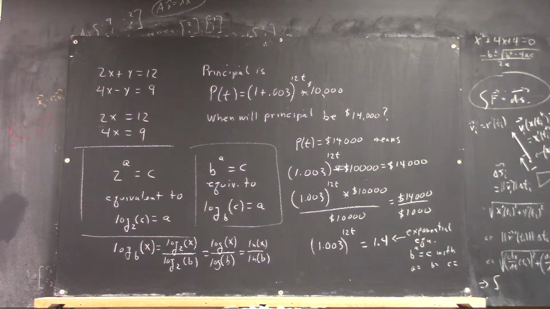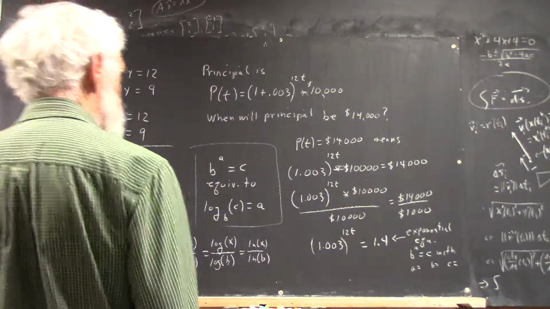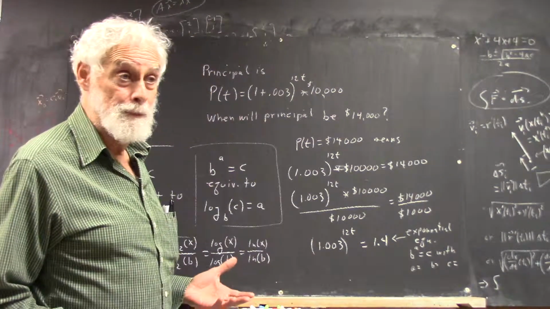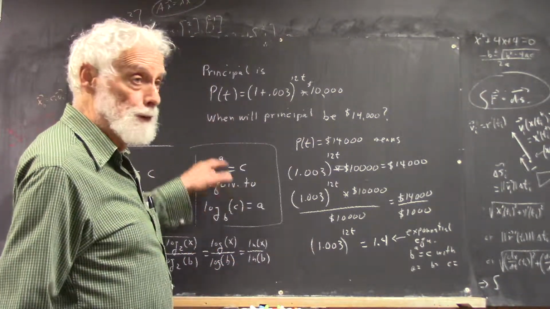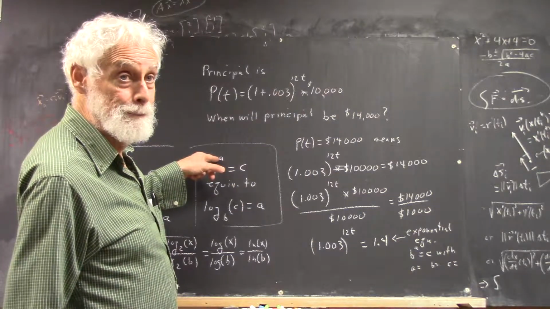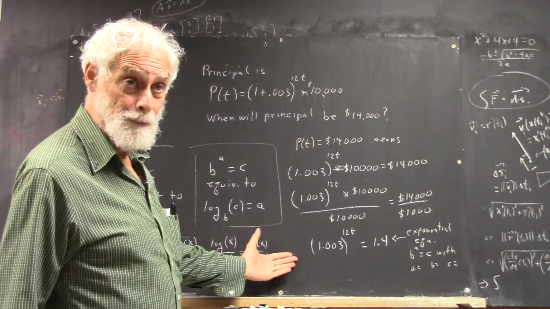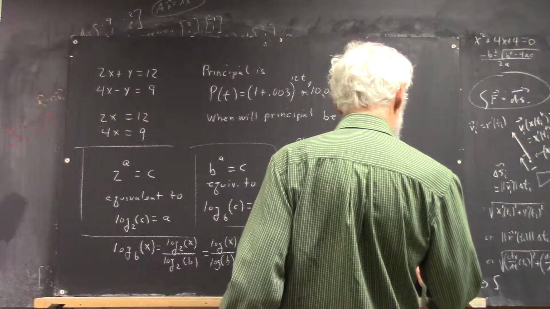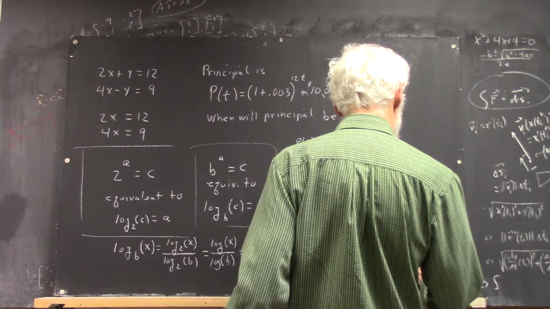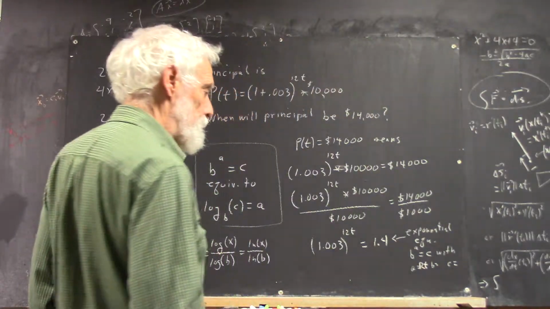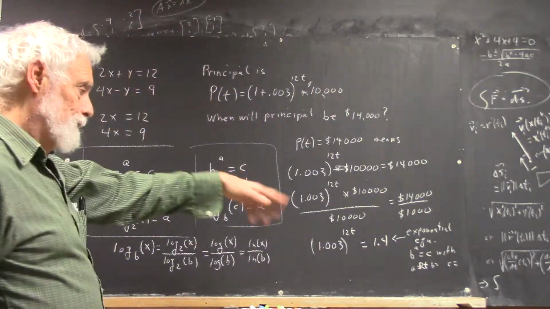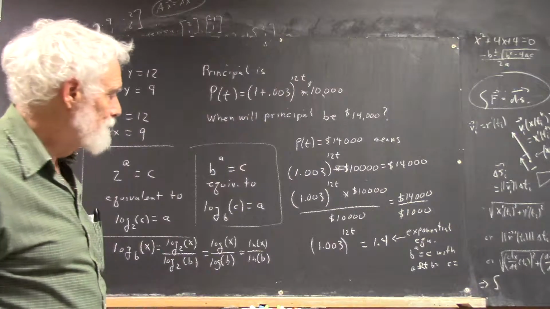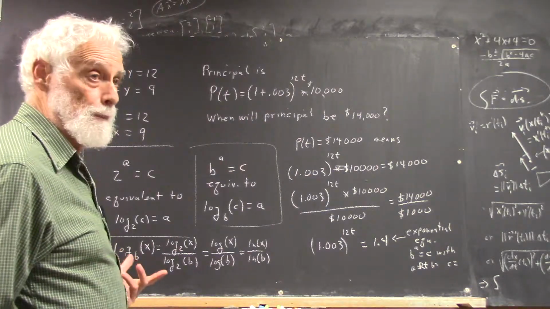Just to be sure, what's a in b to the a equals c? It's the exponent, right? What's the exponent here? 12t. We've identified it before, but let's make sure we understand. So it's 12t. Now it's written a little small, and b is what?